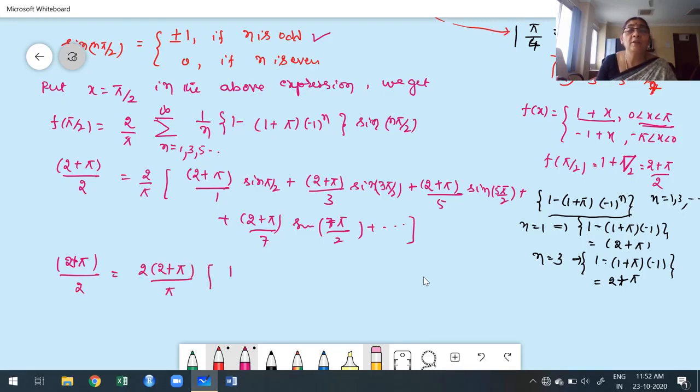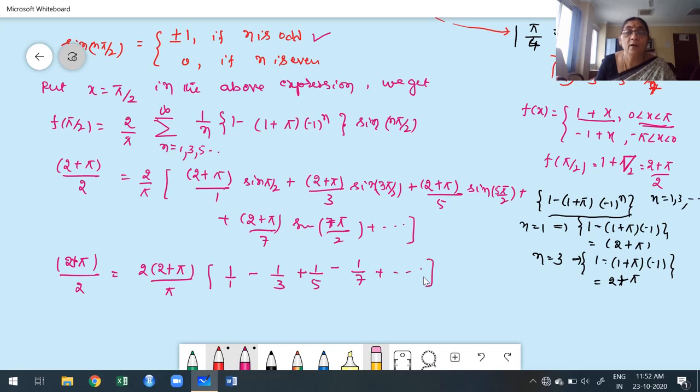Sine pi by 2, what is sine pi by 2? It is 1, so 1 by 1 is 1. Sine 3 pi by 2 is minus, so we get minus 1 by 3. Sine of 5 pi by 2 is 1, so we get plus 1 by 5. Sine of 7 pi by 2 is minus, so we get minus 1 by 7, etc.